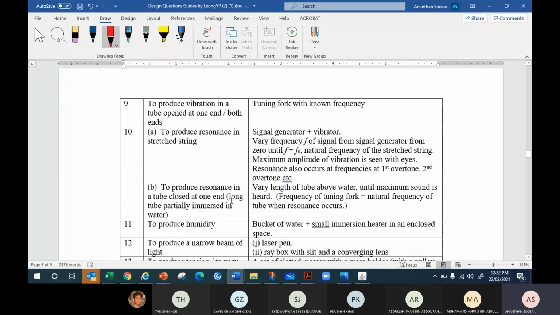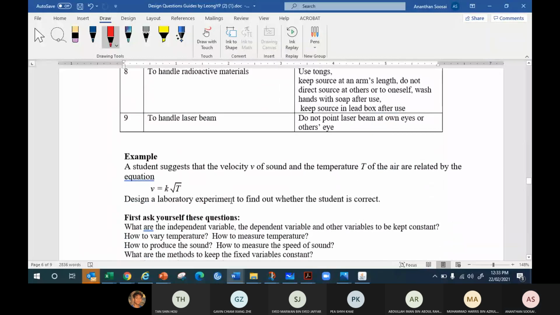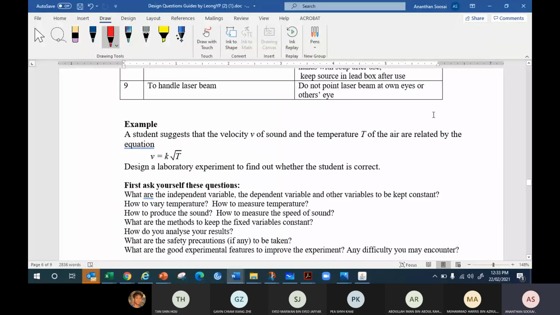Now let's try one experiment, one example. So look at the example. The student suggests that the velocity V of sound and the temperature of the air are related by this equation. Design a laboratory experiment to find out whether the student is correct. So show how the speed of sound is affected by the temperature of the air. Show whether this relation is valid or not.